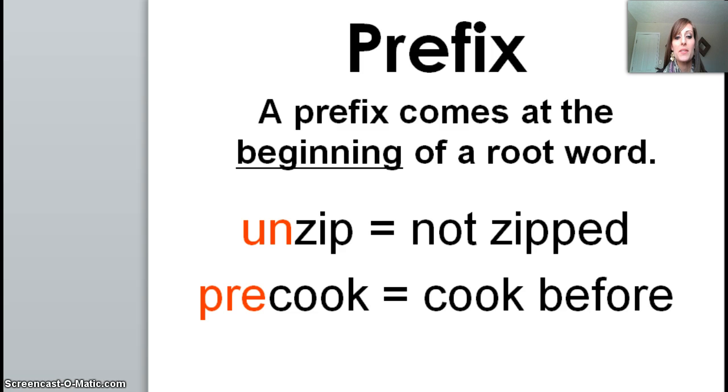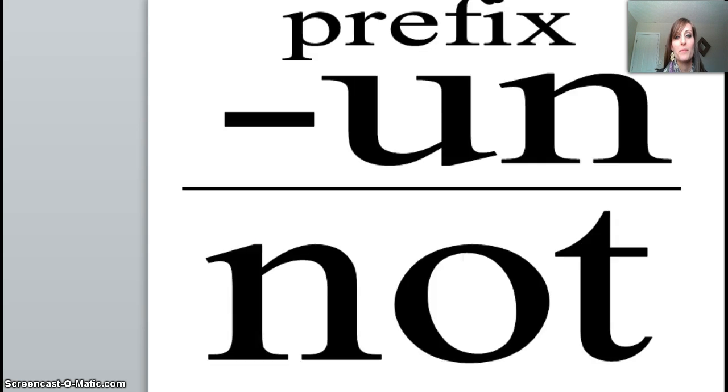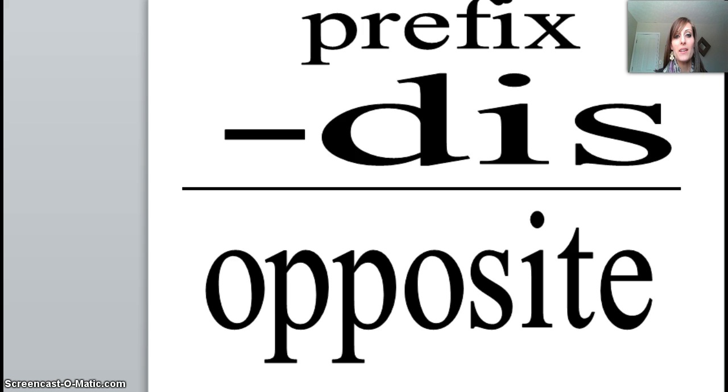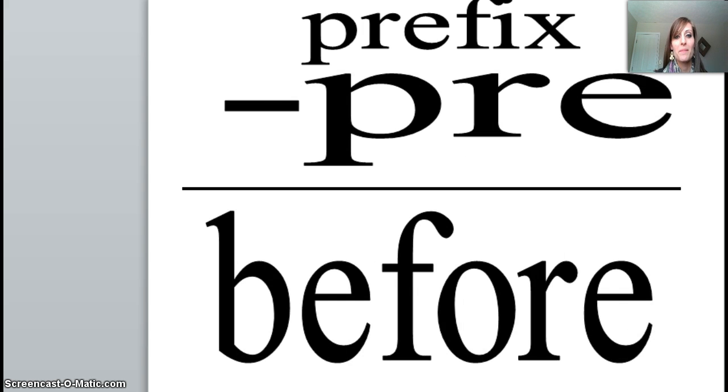Let's look at some examples. Unzip. Un is my prefix. Un means not, so unzip means not zipped. Pre-cook. Pre is at the beginning of my root word cook. Pre means before, so pre-cook means to cook before. Let's look at all of our examples of prefixes that we should know in 3rd grade. Un means not. Re means again. Dis means the opposite. Pre means before.